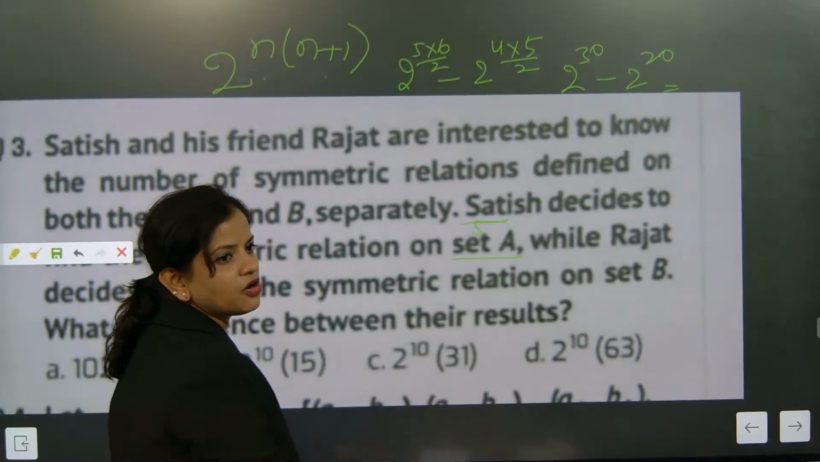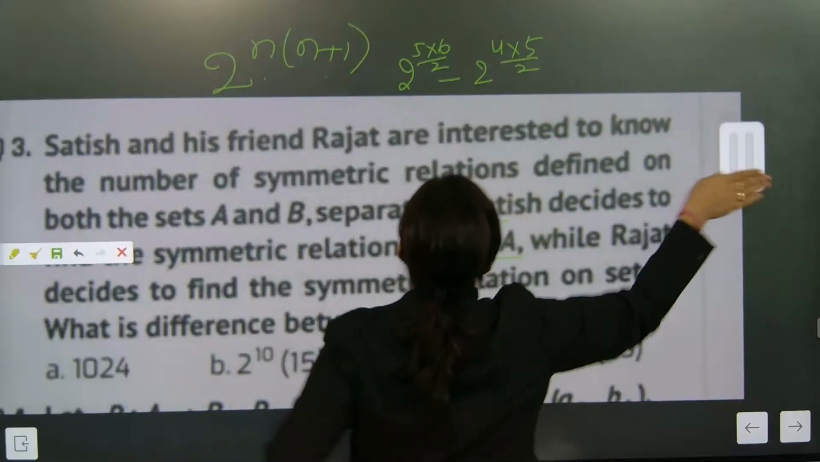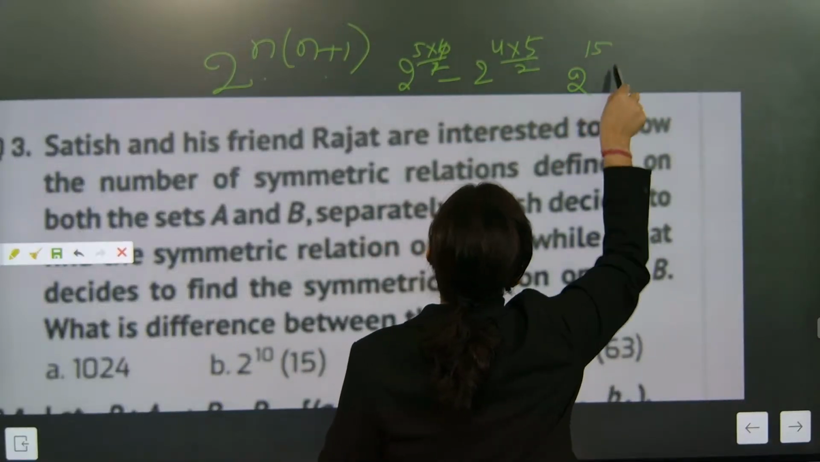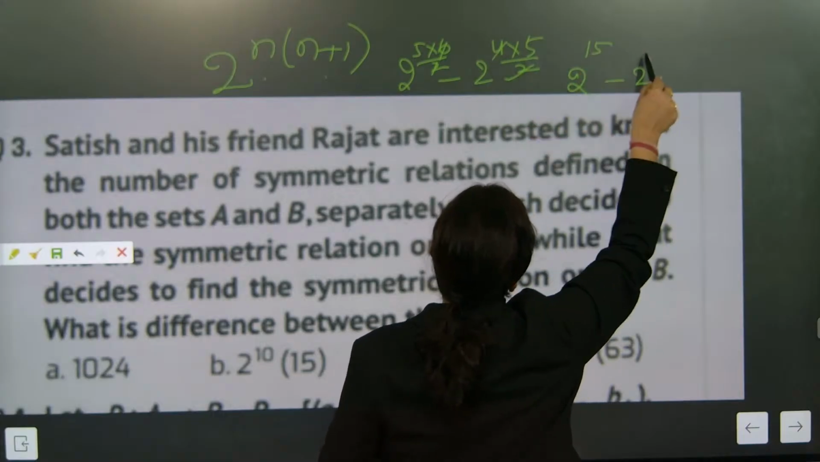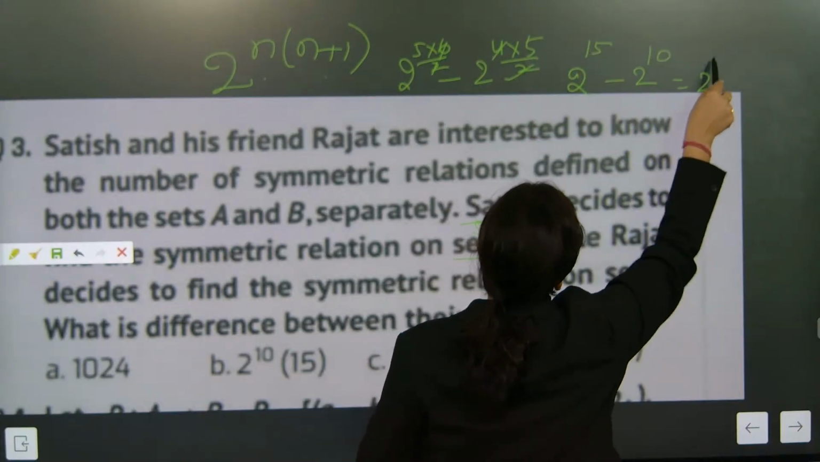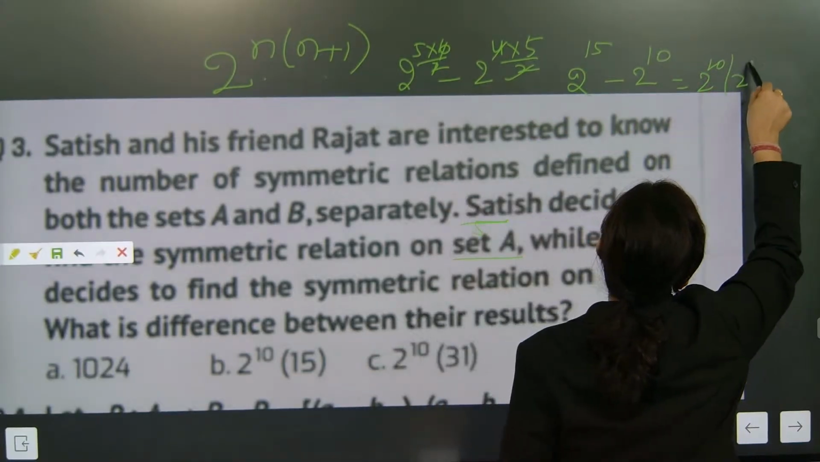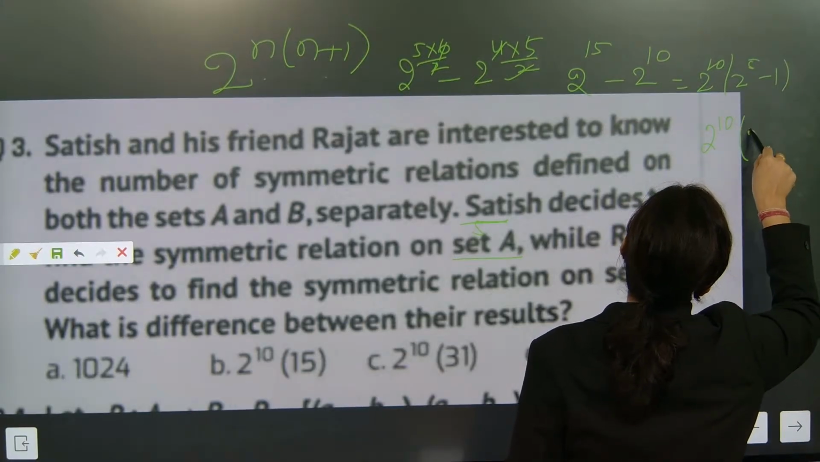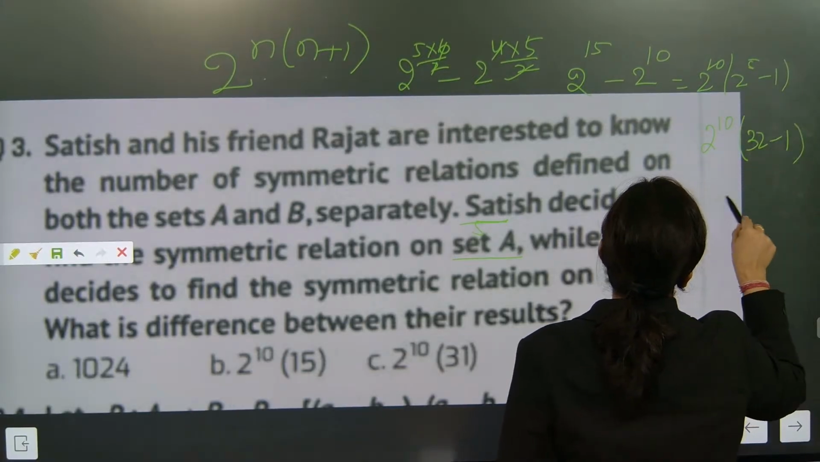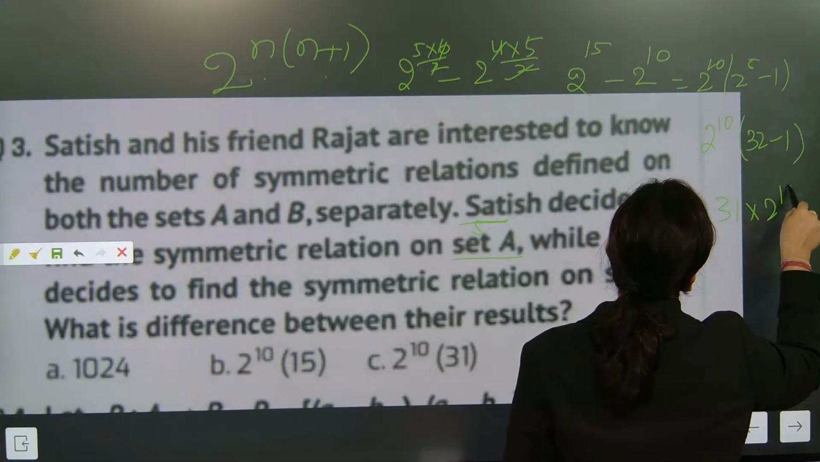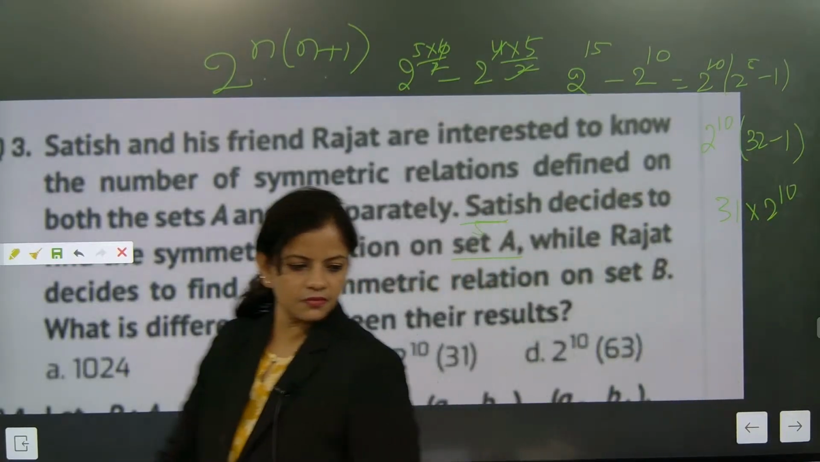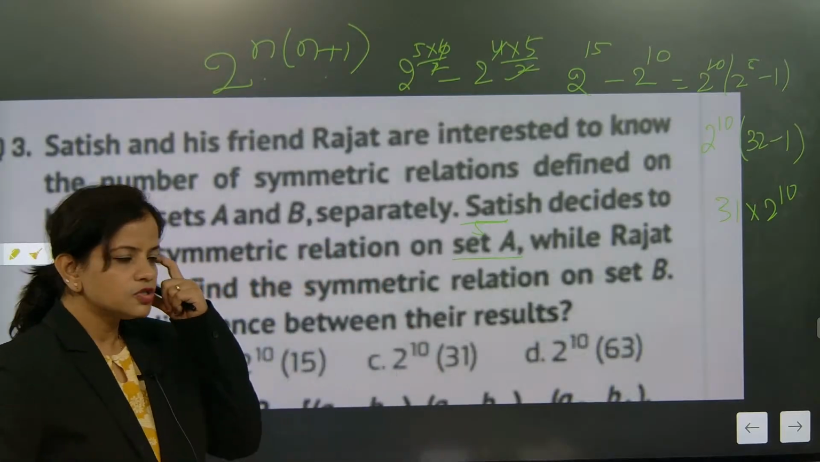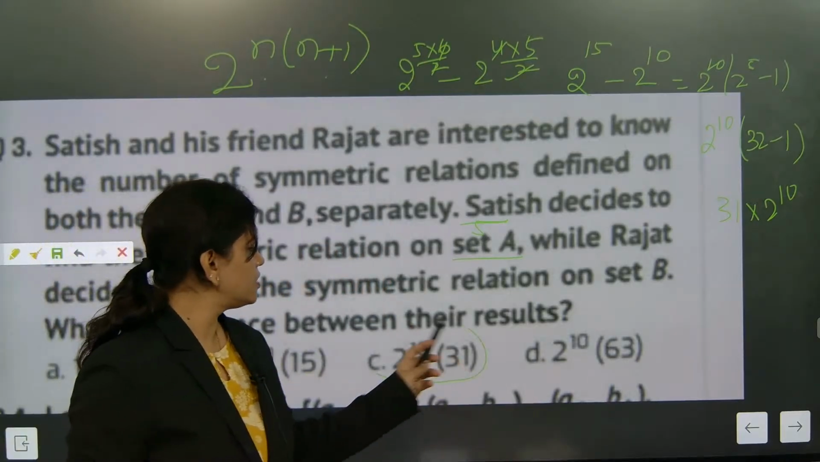So only options are not matching. So now look here. So it will become 3. So it is coming 2 to the power 15 minus 2 to the power 10. So here it will become 2 to the power 10 common, 2 to the power 5 minus 1, 2 to the power 10. So 2 to the power 5 is 32 minus 1. It is coming 31 into 2 to the power 10. Okay. Is it done? So the option coming here is C.